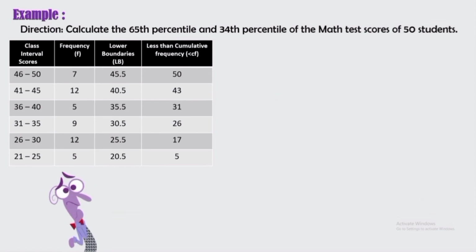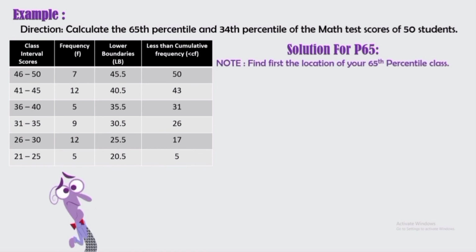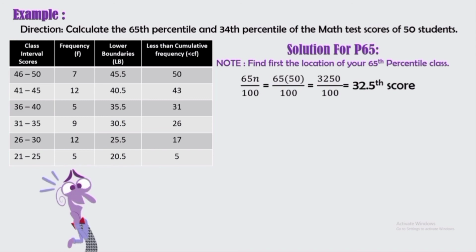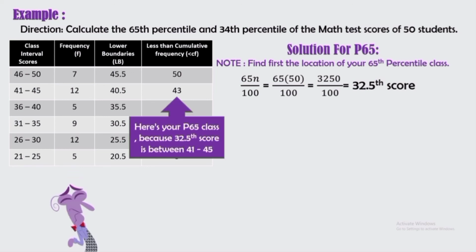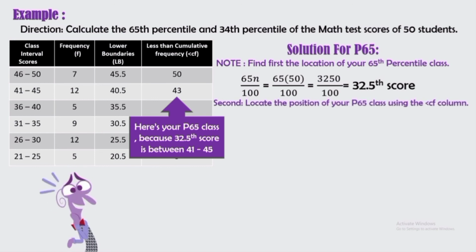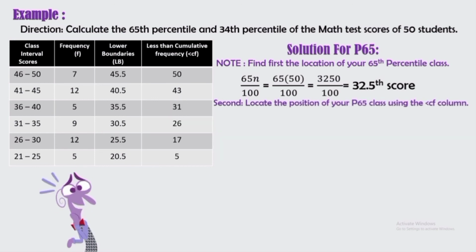Using the given data, we can get the solution for the 65th percentile. Note, find first the location of the 65th percentile class. 65 times the number of students divided by 100. That is 65 times 50 divided by 100. 3,250 divided by 100 is the 32.5 score. Here is your 65th percentile class because the 32.5 score is between 31 and 43.